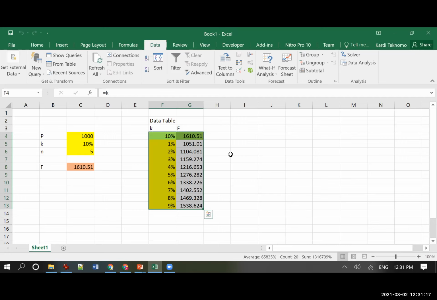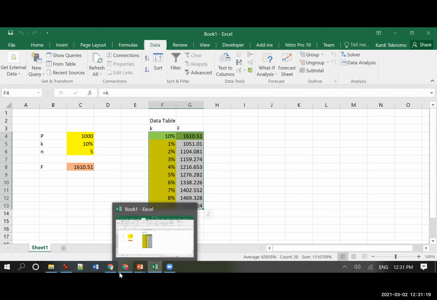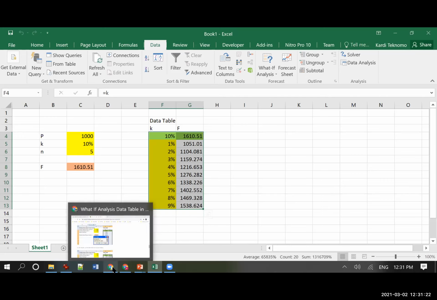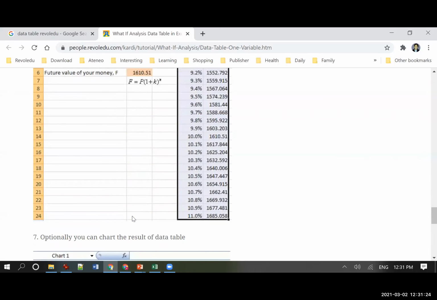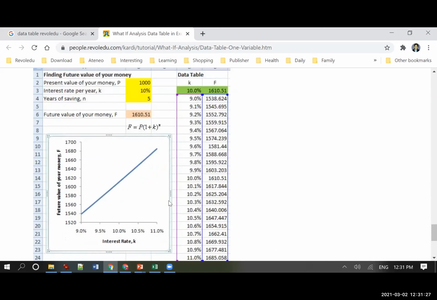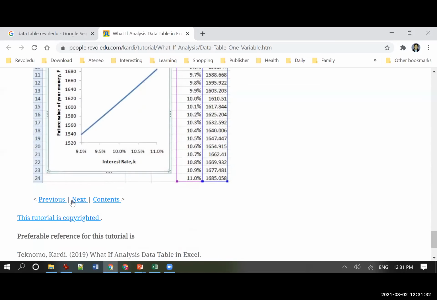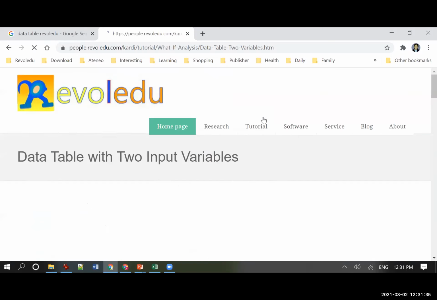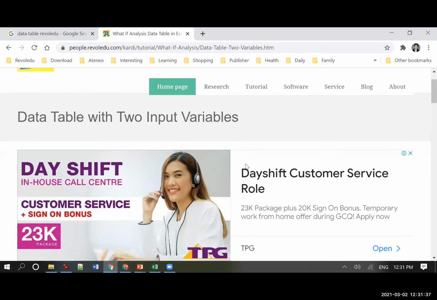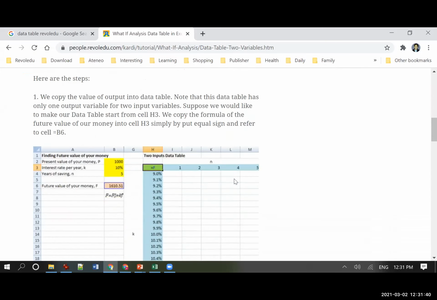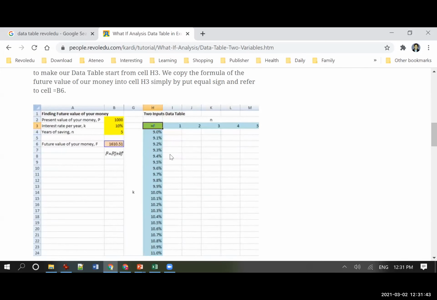Now, this is one dimension. You can also have two dimensions, meaning that one dimension is only one variable. And then, of course, after that, you can chart. So the next dimension is here. If you have two input variables, it is the same thing. The difference is now you have F, and then N on the right side and K on the column. Can you see this?